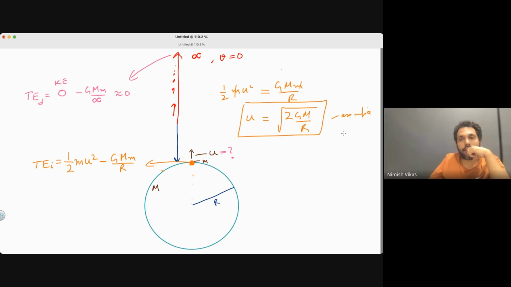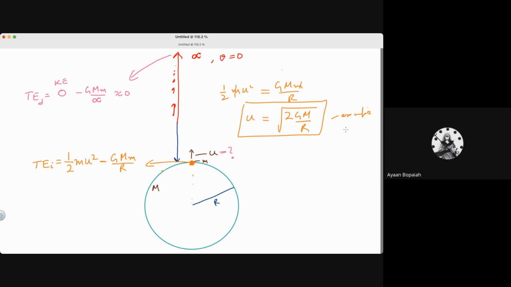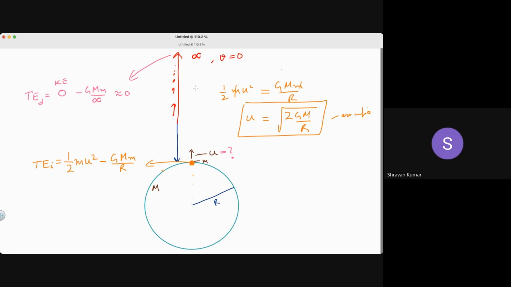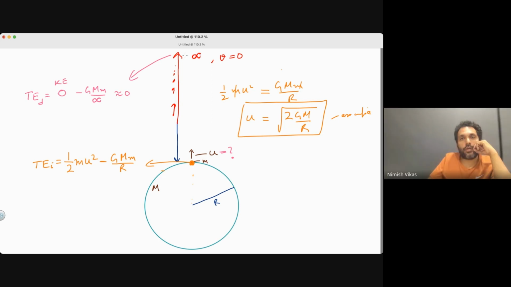Is that clear? Yes, sir. Okay. So if you throw with less than this velocity, what is going to happen? The body will come back down. It won't go to infinity. It will go somewhere less than infinity, where the velocity will become zero. So it will stop over there and then return. If you throw with more than this velocity, obviously it just keeps on going away, and after reaching a certain point, the velocity never decreases, it keeps on going with that extra velocity.